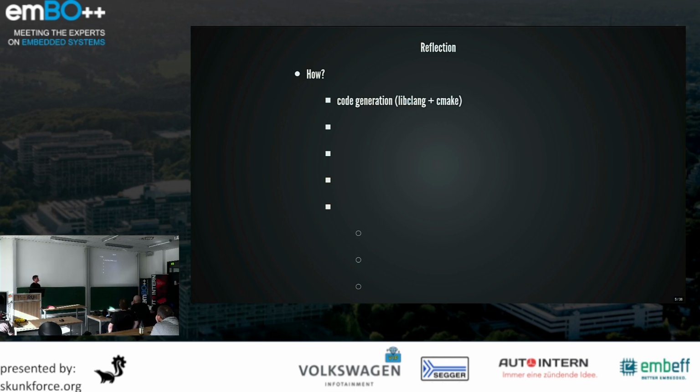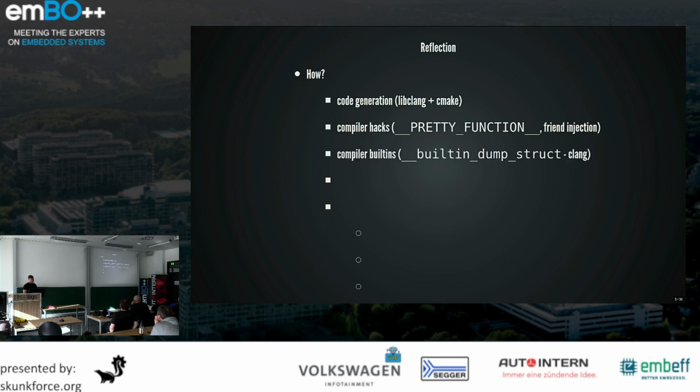How the reflection is being done these days, I'm just going quickly through that because I want to get to the examples. So, code generation, probably someone has that. You use libclang and CMake and try to generate some templates. In C++ up to 20, you can use pretty function and compiler-specific information out of that. Source location in 20, which is also the pretty function. You can use builtins if you're using Clang. There is a builtin dump struct where you can print the struct, even get it at compile time.